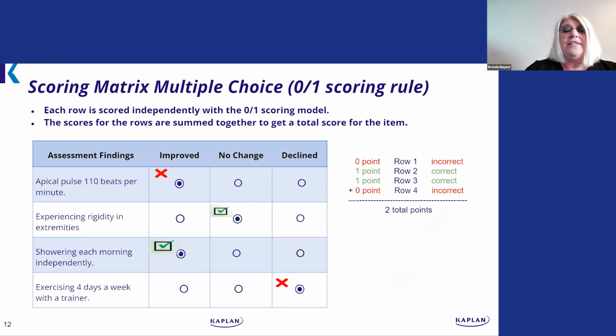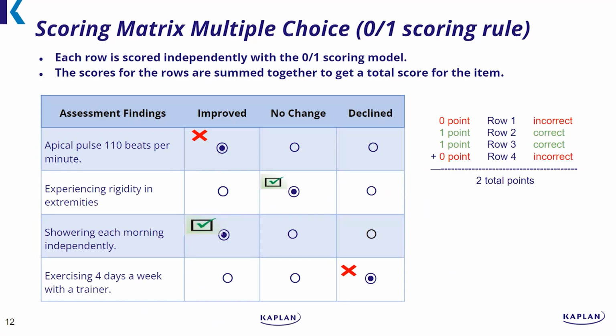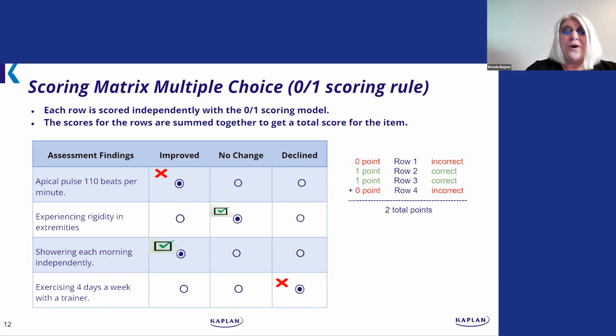Now let's discuss how this item is actually scored. Again, the matrix multiple choice, both 2 or 3 columns, are scored in the same manner. Each row is scored independently with the 0-1 scoring model. This means that each row has one right answer worth 1 point. Should you select an incorrect choice, you will earn 0 points. The scores for the rows are summed together to get a total score for the item. In this example, the total score for the item is 4 points. As you can see, 2 wrong items were selected, giving a final score of 2.